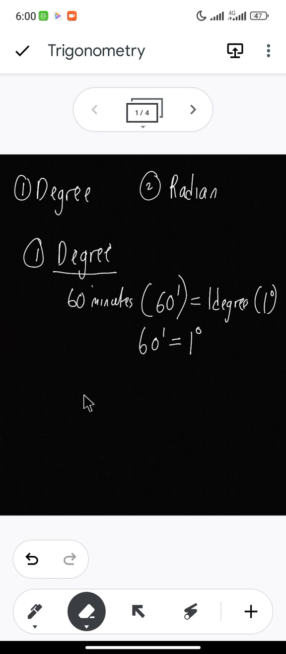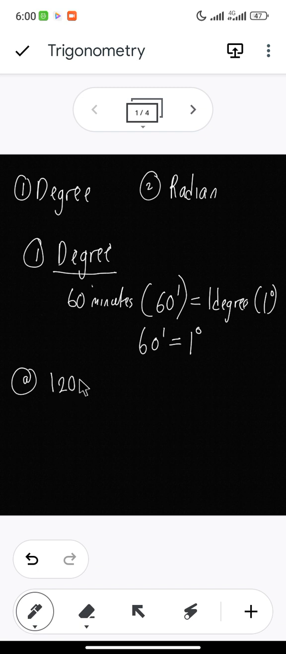So let's take a few examples. Example A. We're asked to convert the following to degree and minutes: 120.32 degrees. So the first thing you want to do is to break this down into two parts, the normal part and the decimal part. So this can be written as 120 degrees plus 0.32 degrees. So just take everything after the decimal point as 0.32.